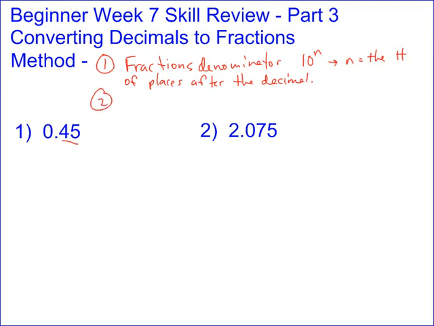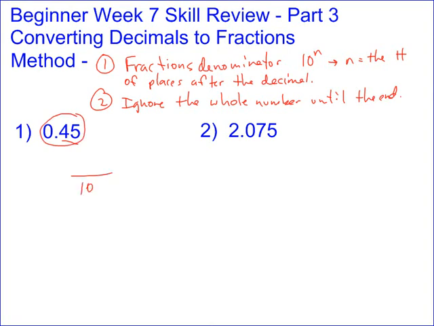The second thing to remember is always just ignore the whole number, or the number to the left of the decimal, until the end. Okay, so for instance, on this one, again, I told you your denominator is going to be 100, your numerator is 45, and then you always want to simplify. So you simplify 45 over 100. Hopefully you notice that 5 goes into both those. 5 goes into 45 9 times. 5 goes into 100 20 times. And so the answer to this question is 9/20. The fraction equivalent to 0.45 is 9 over 20.